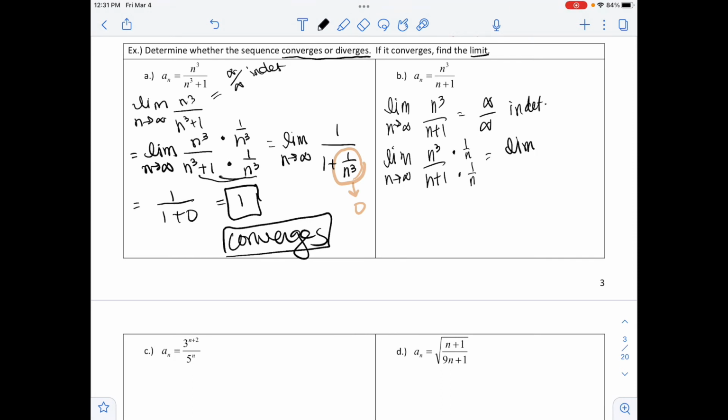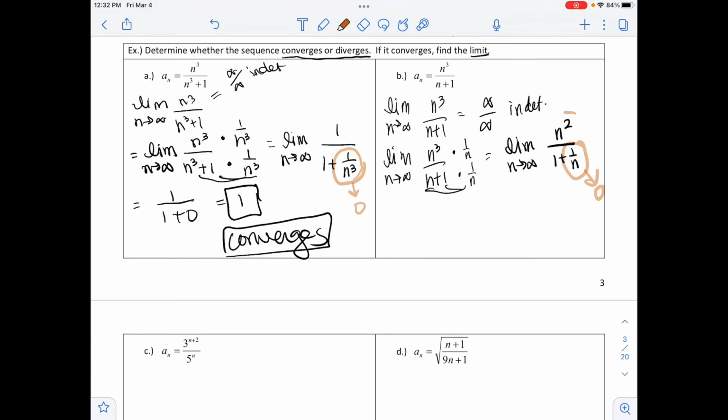And then doing this, we have the limit as n approaches infinity of n to the third over n is going to become n squared over, and in the denominator we have to distribute this, and so we have 1 plus 1 over n, and this value of 1 over n is going to go to 0 as we take the limit of it, because 1 over something really, really big is going to be practically 0.